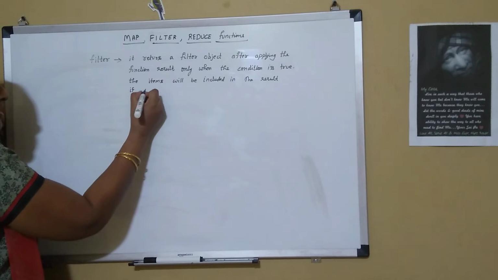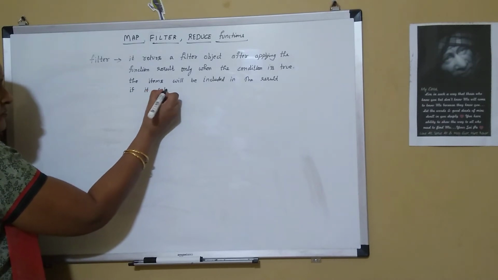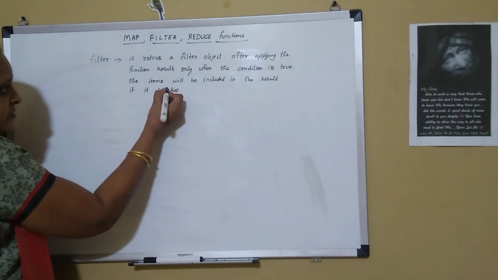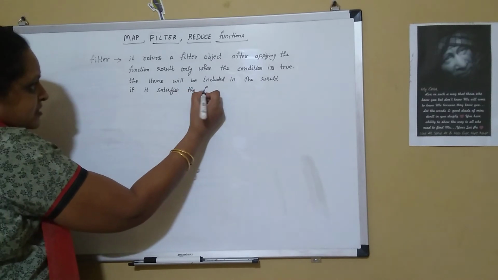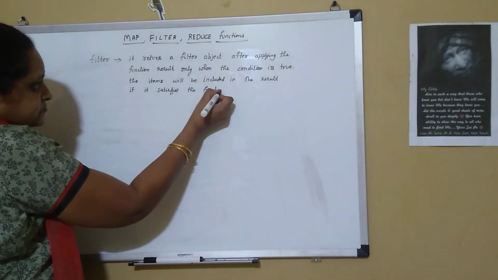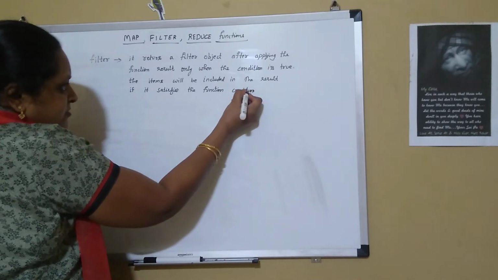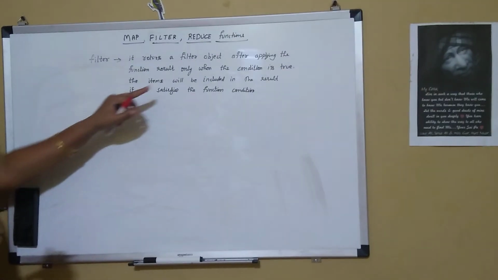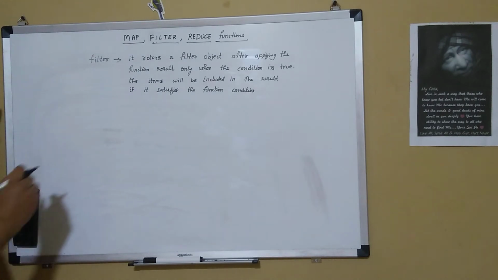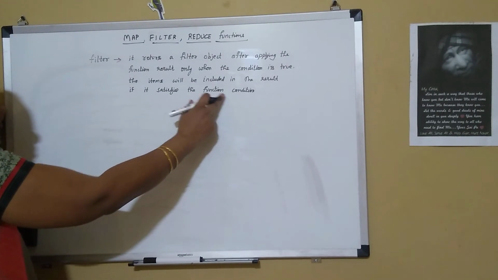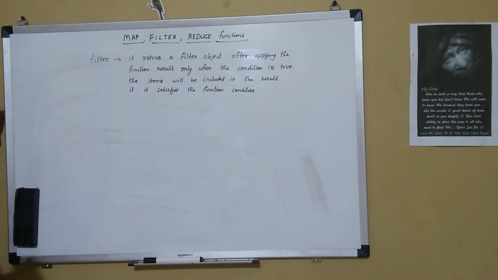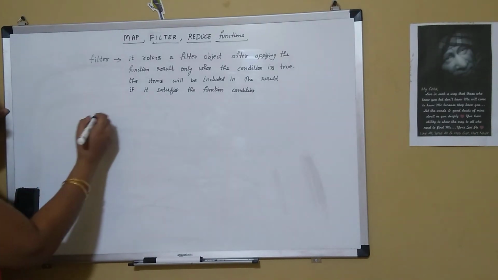If it satisfies the function condition, when it turns out to be true, the items will be included. When the function result turns out to be false, those items will be excluded from the result. So for this, let us take an example.